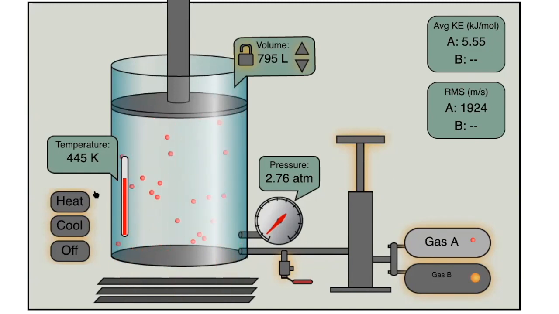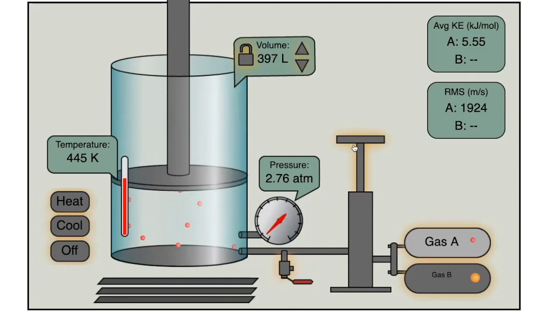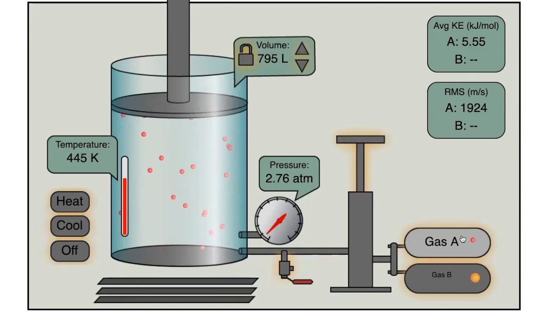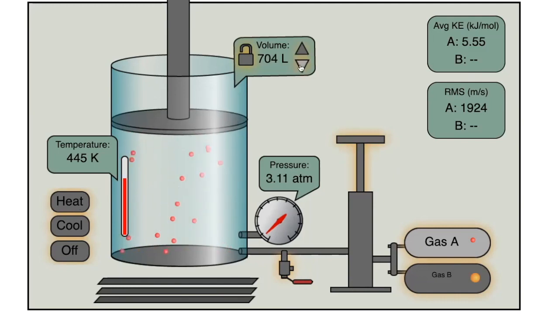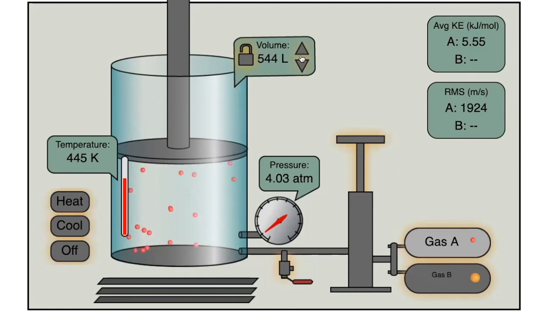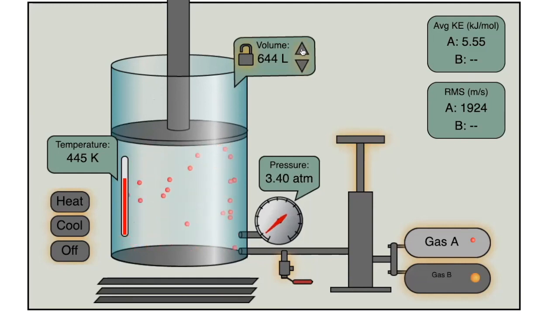So again, you've got the pressure here by that pump. You can release the pressure, you can pick the gas, you can change the temperature. And here's the volume. We can decrease the volume or increase the volume. And here are some data for gas A and gas B. Right now, all we have is gas A in there.